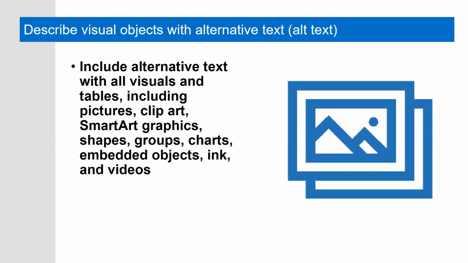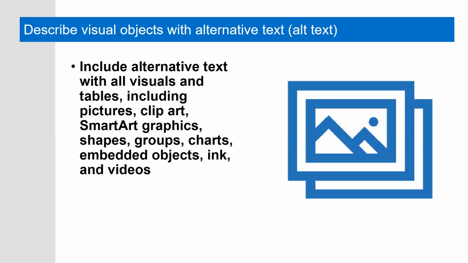Also, since alt text is picked up by search engine crawlers as they index the web, alt text exposes online content to search engines. So all of the visual content in your email messages should have alt text. And this includes pictures, clip art, smart art graphics, shapes, groups, charts, embedded objects, ink, and videos. You should also avoid using text in images as the sole method of conveying important information.